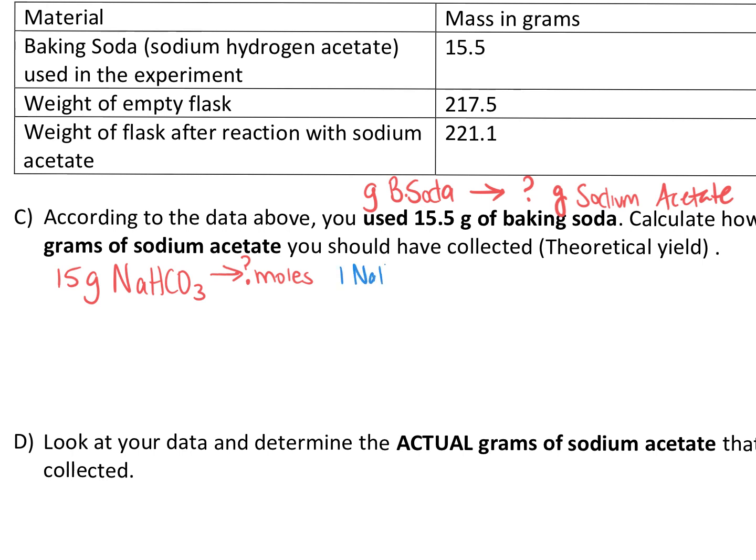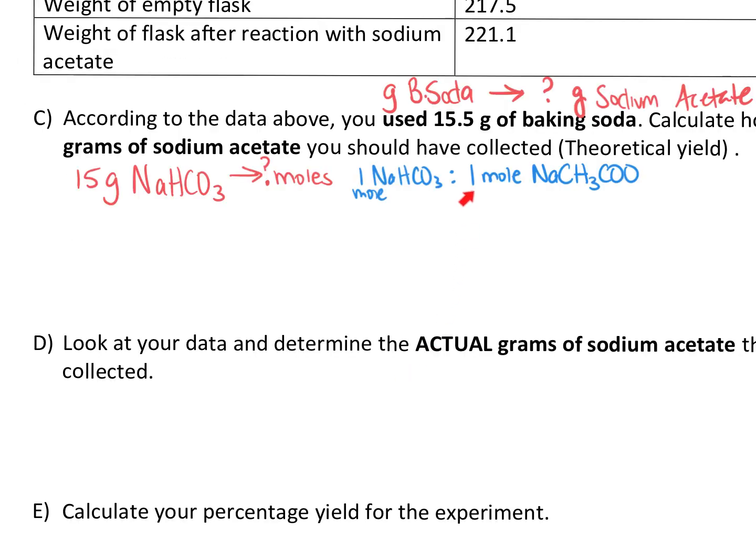Once I've got my moles, I can use the fact that I have 1 mole of NaHCO3 to 1 mole of sodium acetate. That's the relationship according to the balanced reaction: 1 mole of NaHCO3, which is your baking soda, is going to react and make 1 mole of sodium acetate. It's a 1-to-1 relationship. So if I've got 15 grams, I can find out how many moles, and then it's a 1-to-1 ratio. So let's do that step first.